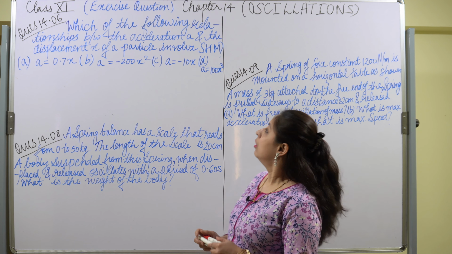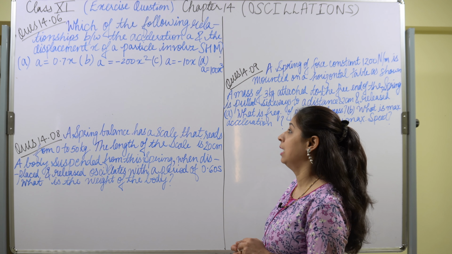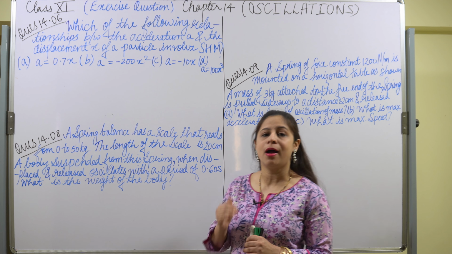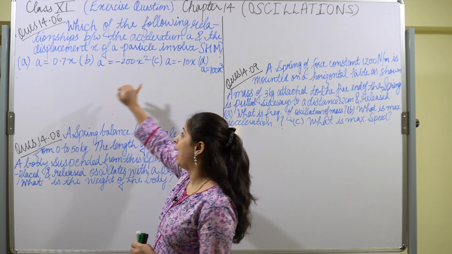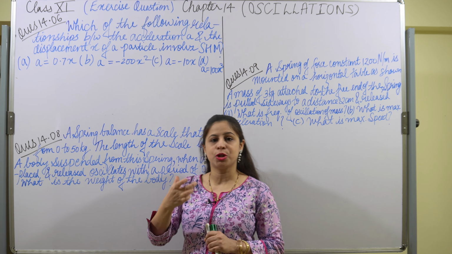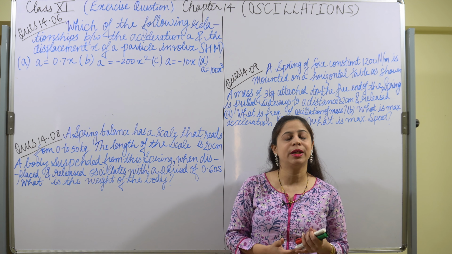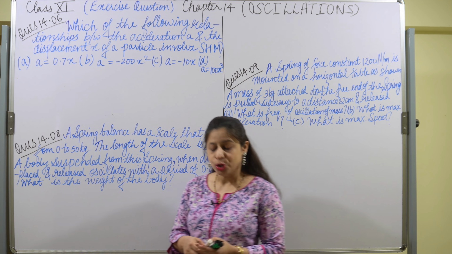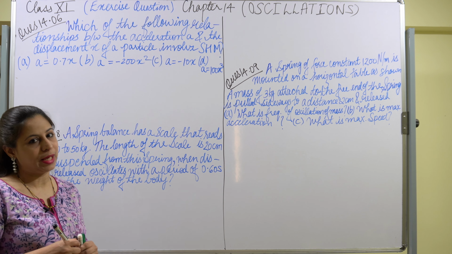It says, which of the following relationships between the acceleration A and the displacement X of a particle involve simple harmonic motion? So we have to find out, four equations of acceleration are given over here, and we have to find out which of them possess simple harmonic motion. Okay, so in order to possess simple harmonic motion, two things are to be kept in mind.